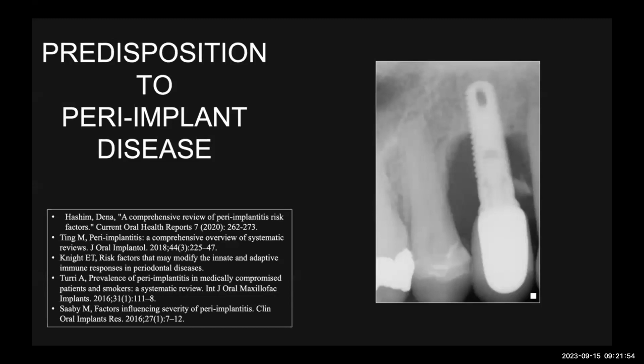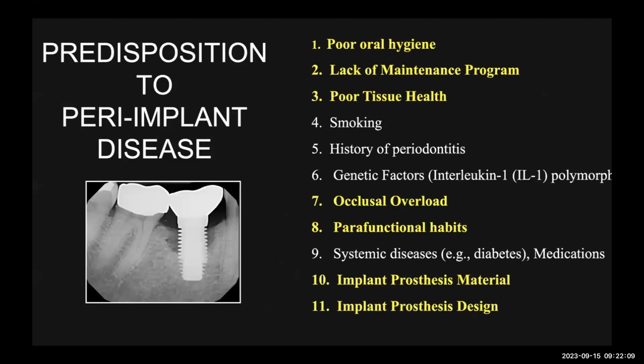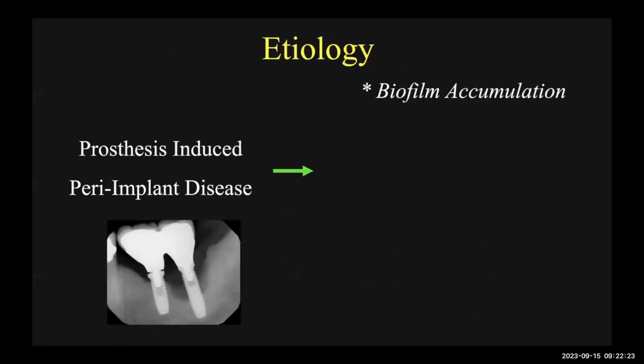So if we look in the literature, who is predisposed to peri-implant disease? Well, I pulled all the articles. I have 11 different variables or factors which increase the rate of peri-implant disease. Of those 11, 7 are directly related to the prosthesis. So that is rather significant. I know I only have 45 minutes, so I'm just going to do an overview of how this happens, and I'm going to give you some take-home messages that you can take back to your office so you can prevent this on your next implant case.